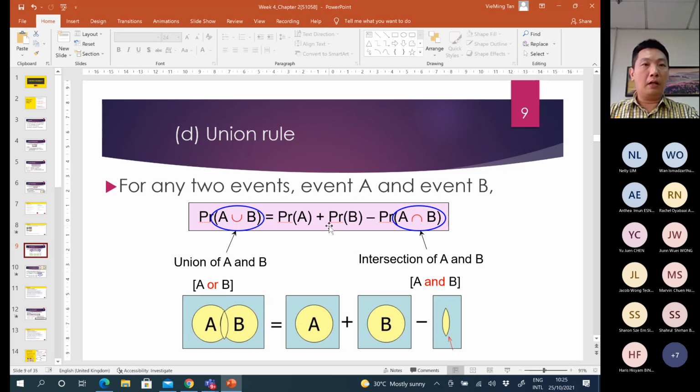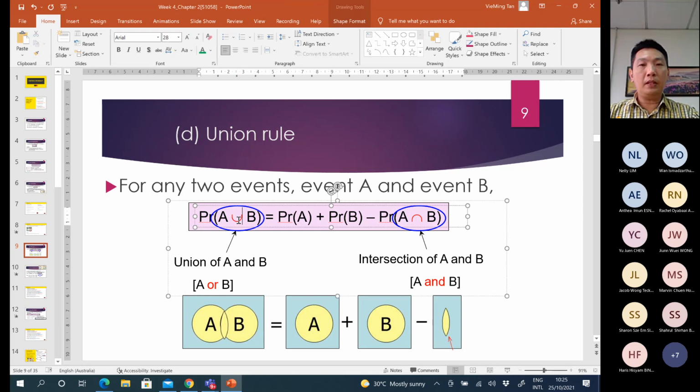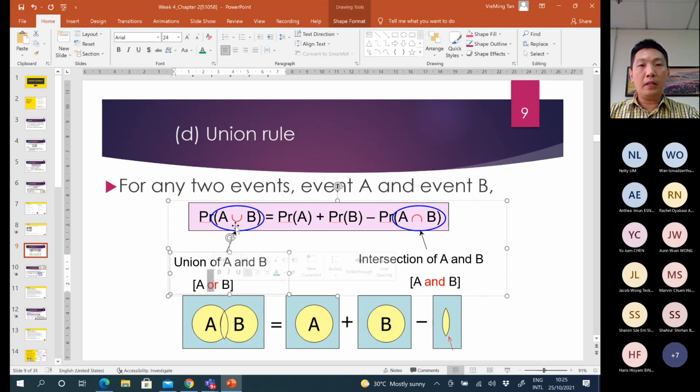Okay, let us check the union rule. What is the meaning of union rule here? That is the probability of A union B. Union here is also referred to as "or" in statistics. This symbol U means union. It's also called "or".